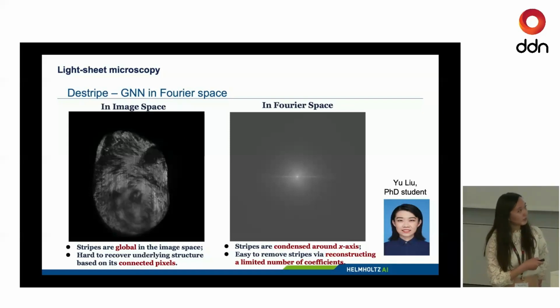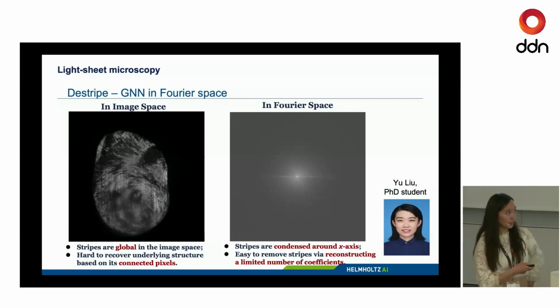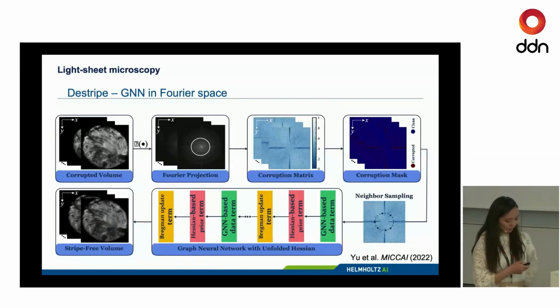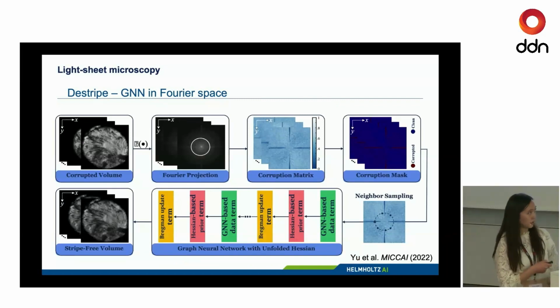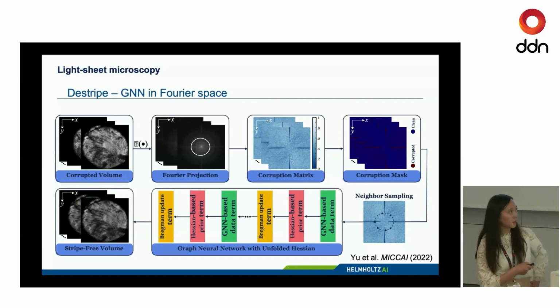Then this is very hard to remove in the imaging space. However, if you turn the image into the Fourier space, there is one stripe basically along the x-axis that corresponds to the corruption by the stripes in the imaging space. So it might be easier to deal with it in the Fourier space. Therefore, her algorithm works like this: she takes the corrupted volume, projects it into the Fourier space, and then detects which part is corrupted by the stripes.